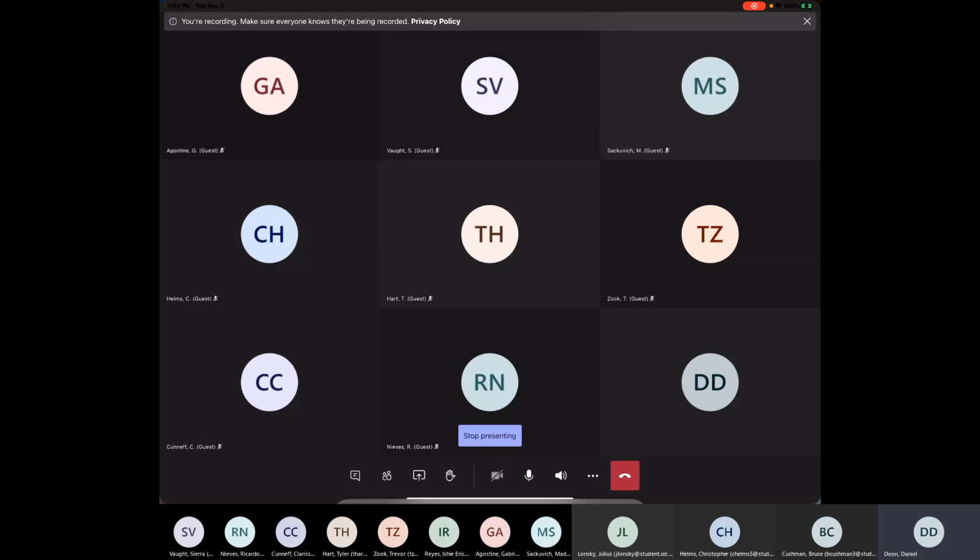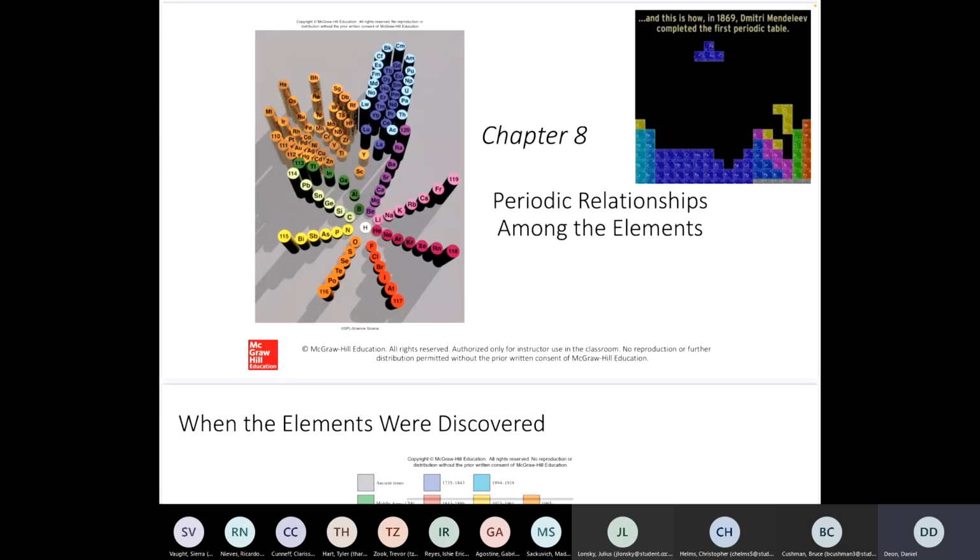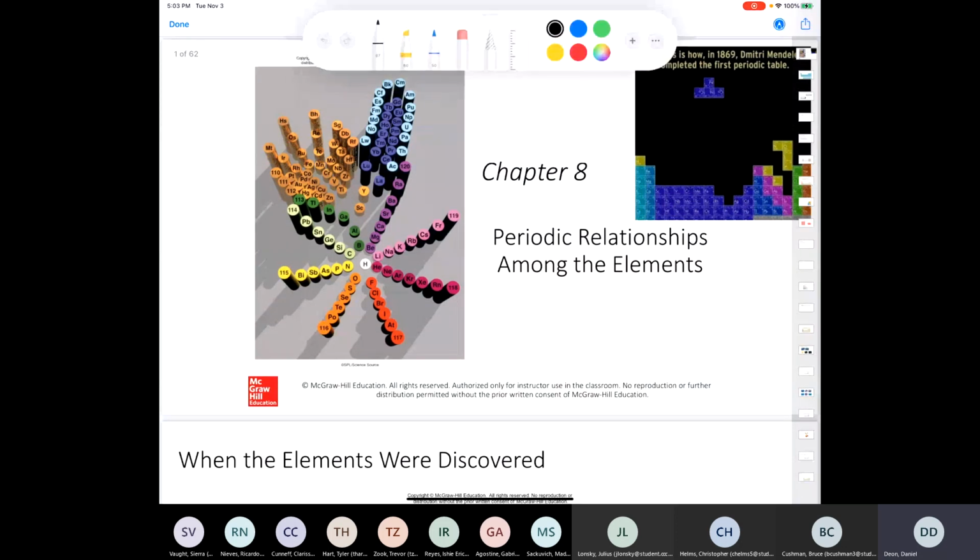Okay, so Chem 111, this is chapter 8, which discusses the periodic relationships among the elements. And we can get started right away by talking about the word periodic. What does that mean? Periodic means that something repeats. Periodicity is another word that we use to describe relationships in the periodic table. And what we're going to see is chemical behavior repeating in the elements of the periodic table. So they're not just organized randomly.